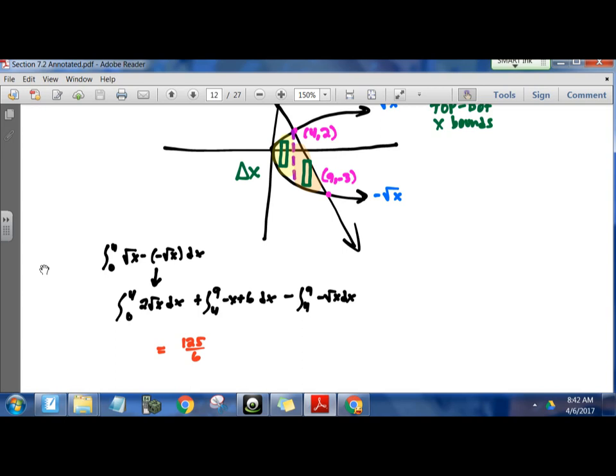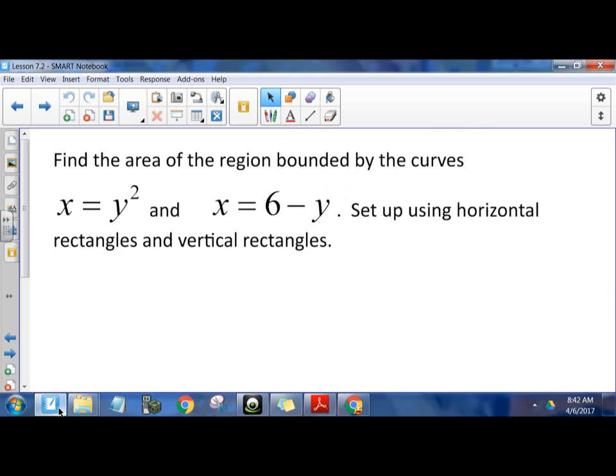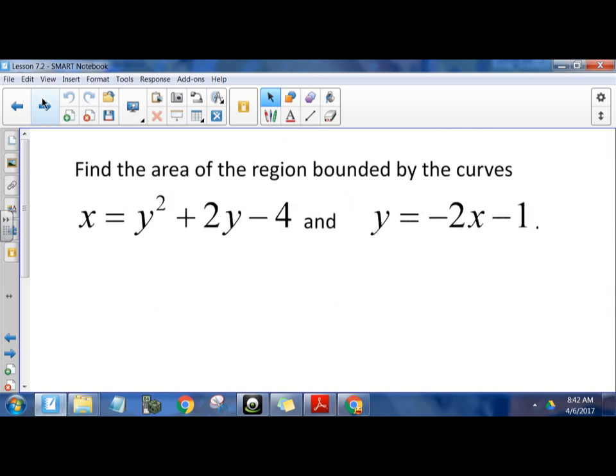Are there any questions about splitting this using vertical rectangles? Okay. Let's do another problem. A new problem that looks like this. So we're going to find the region bounded by the curves x equals y squared plus 2y minus 4, and y equals negative 2x minus 4.